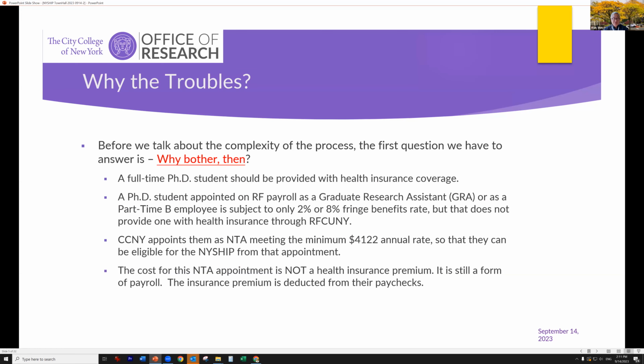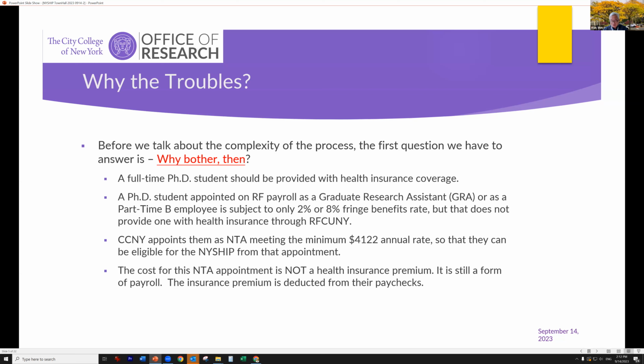Since it's so complicated, the first question we need to answer ourselves is, why bother with this process? Our full-time PhD students, first of all, need to be provided with health insurance coverage. If they were appointed as teaching agents, then certainly as adjunct lecturers or graduate assistants, they would be covered with health insurance. So that certainly satisfies that.